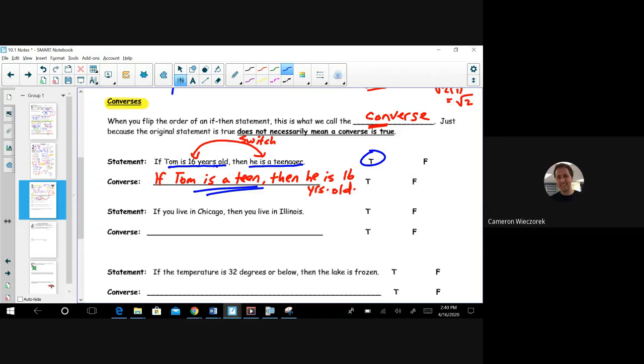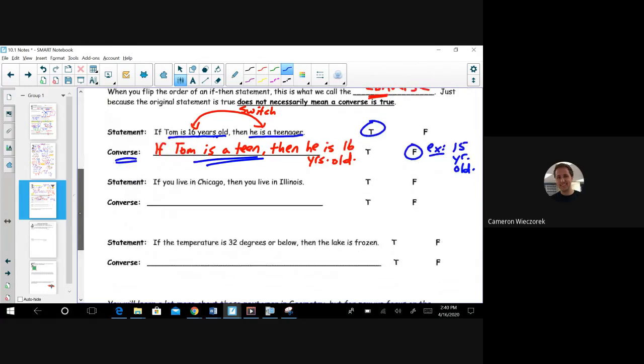And I can think of that. How about somebody who's 15 or somebody who's 17? They're still a teenager, right? But they're not 16 years old. So this statement is false. For example, think of a 15-year-old. And what I just found here, this is what we call a counterexample. It means I found a specific example that makes this whole statement false. So this goes to show just because the original statement is true doesn't mean the converse has to be true. It could, but it doesn't have to.